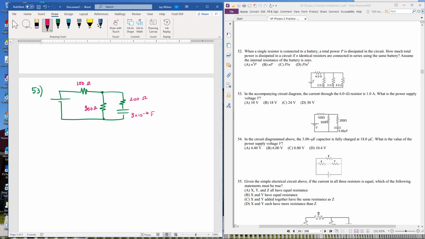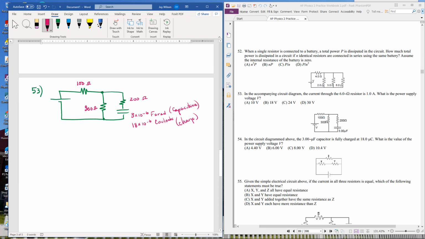Excuse me. The current in the circuit diagram, this is number 54. In the circuit diagrammed above, the 3 microfarad capacitor is fully charged and has 18 times 10 to the negative 6 coulombs of charge. So this is farads, this is capacitor size, capacitance, and this is charge. Okay, and they tell me it's fully charged. What is the value of the power supply voltage V?